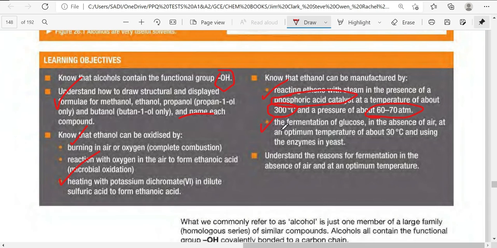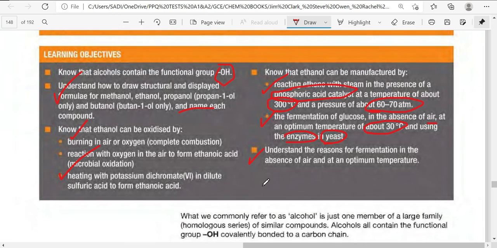And then we'll work on the fermentation of glucose in the absence of air and an optimum temperature of about 30 to 40 degrees Celsius. We are using a catalyst that is the enzyme yeast, and especially zymase is used in that condition. Understand the reason for fermentation in the absence of air at an optimum temperature. We will talk about these also, okay?